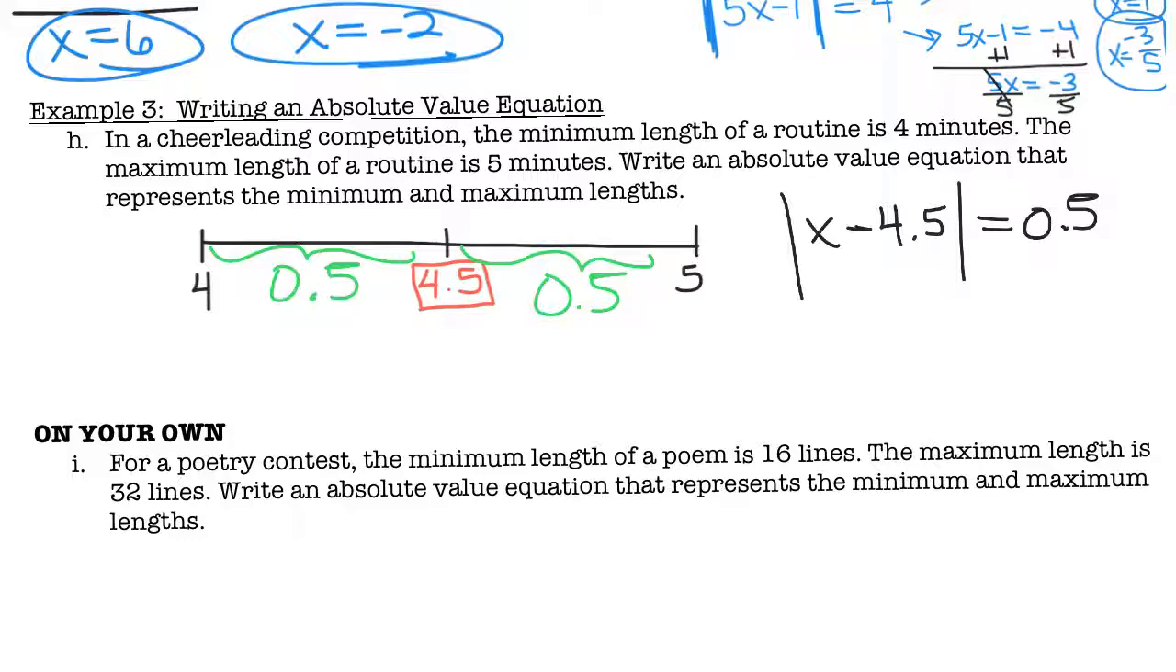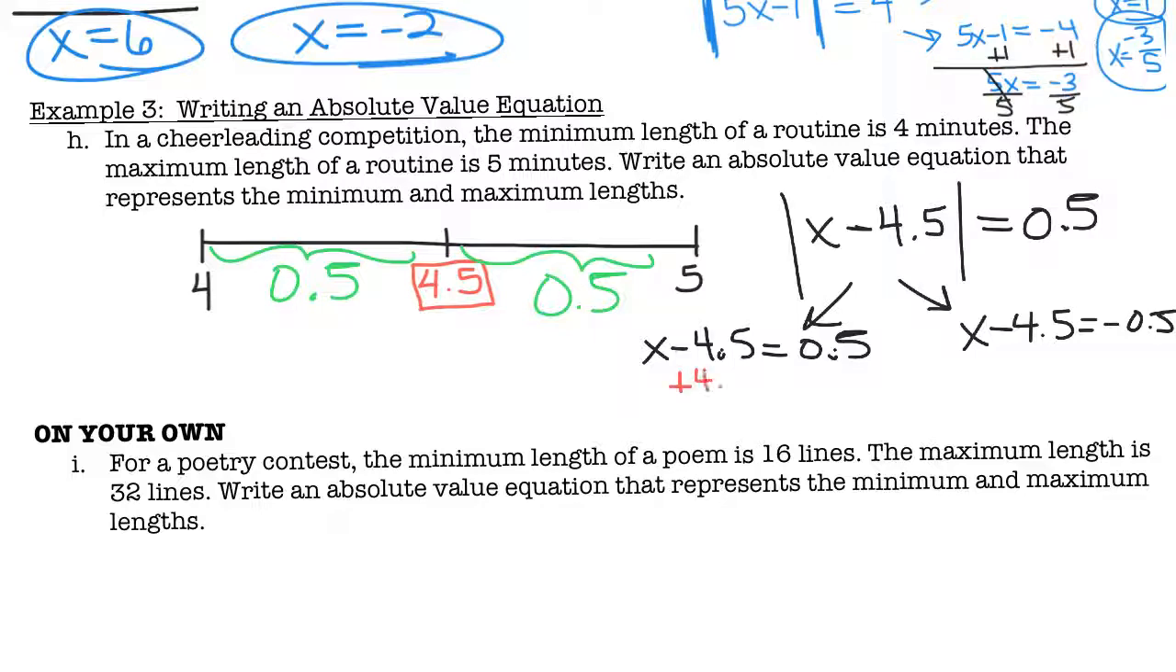So now if I solve this, we have x minus 4.5 equals 0.5, or a half, and x minus 4.5 is equal to negative half. When we solve for x, we're going to add 4.5 to both sides. And our first answer is that x is equal to 5. Well, that's the longest that our routine can be.